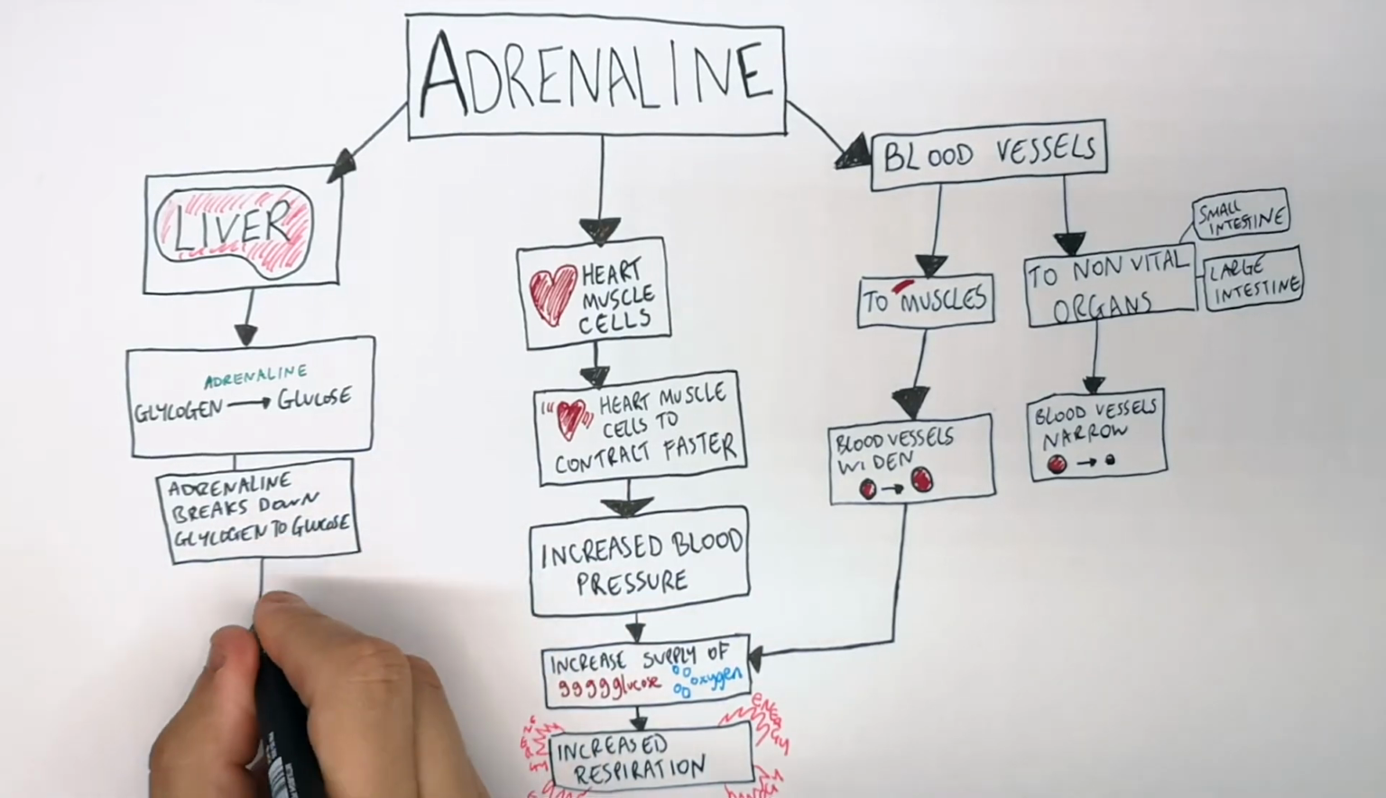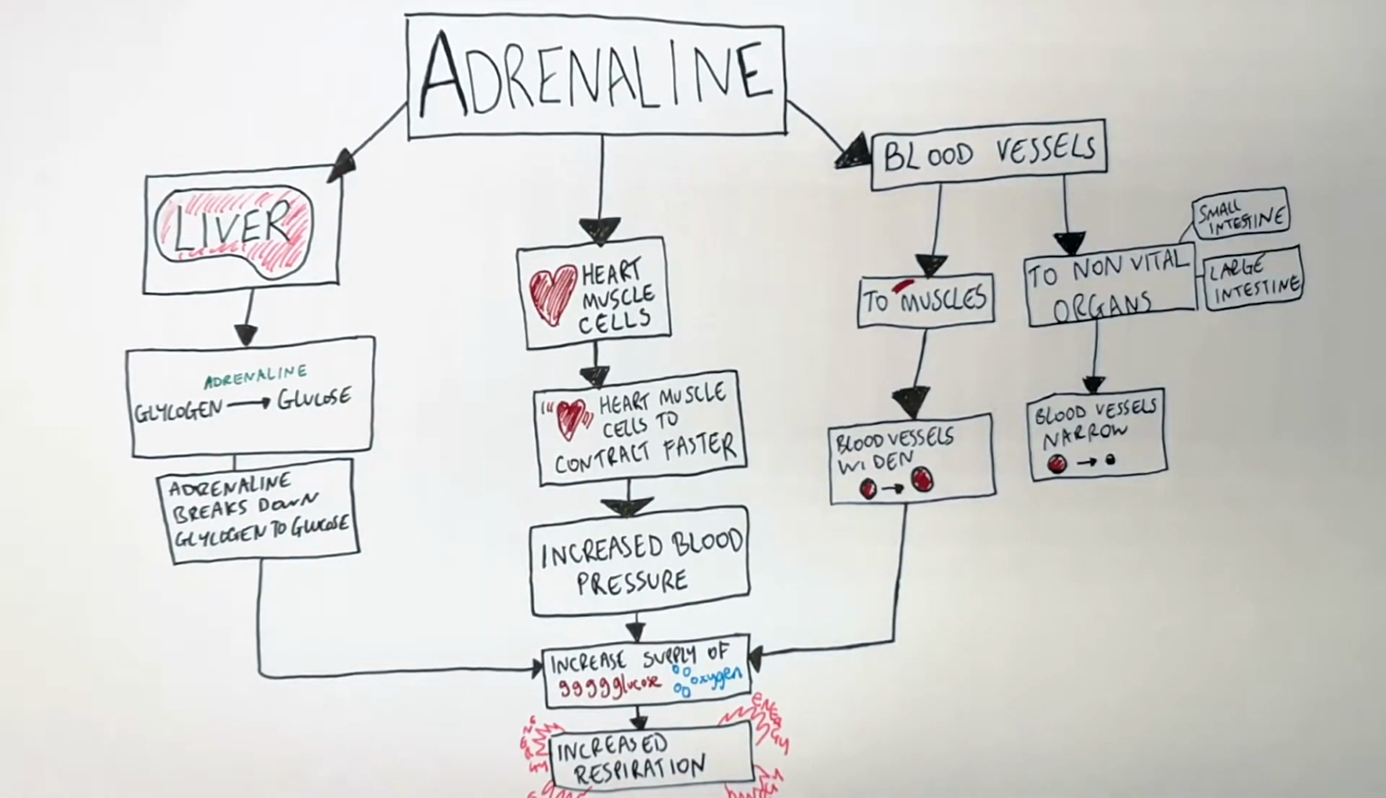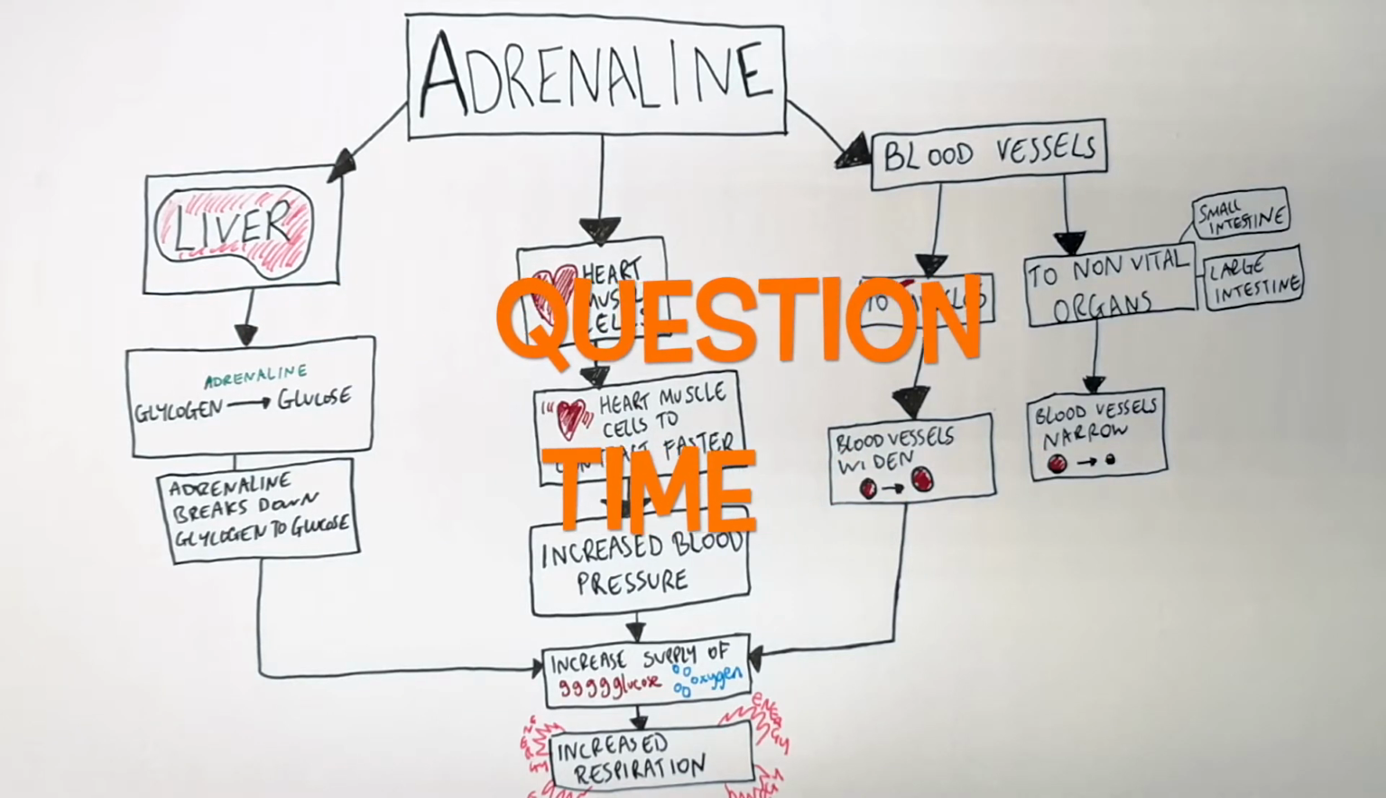This will flood the blood with glucose, therefore increasing the volume of glucose to react with oxygen for respiring muscle cells so you can stay and fight or run away from the danger. It's question time. Attempt these questions to check your understanding.